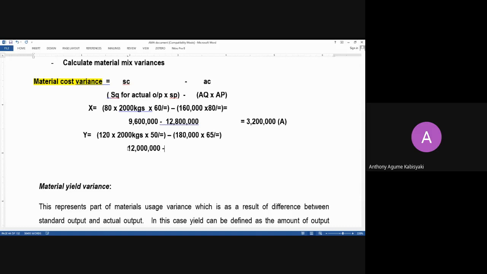Then I subtract. What do I have here? What is my actual cost? 11.7. So, what do I have? In other words, what is my variance for material Y?